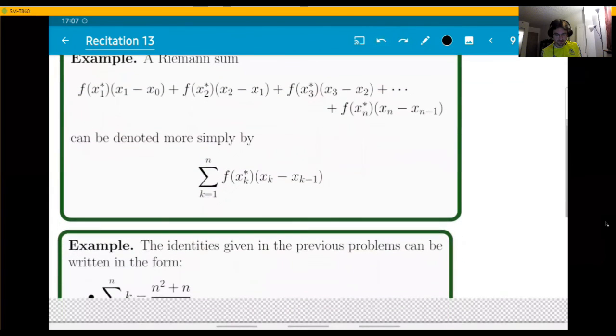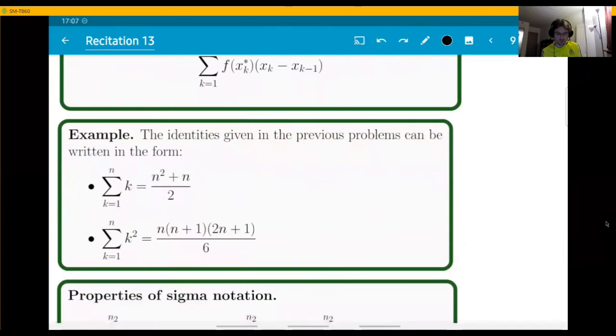And other examples, identities that were given in the previous problems. Look at this one. You're summing the number k for k being between 1 and n. So it just represents 1 plus 2 plus 3 all the way up to n. And the problem told us that this is equal to n squared plus n over 2, one of the previous problems from today. The other one is the sum of squares. If you want to represent the sum of the squares between 1 and n, you just sum the k squares between 1 and n. And the problem told you that that's always equal to this.